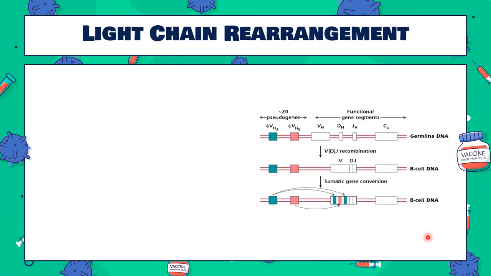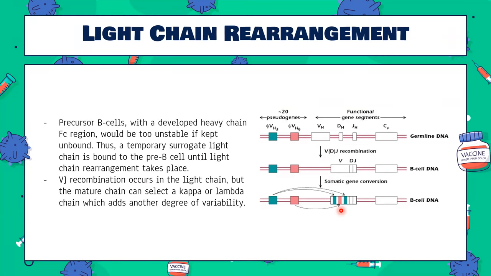So the light chain is going to be the exact same, except it will not include the D region. Okay? So precursor B cells, what did we have before? We had progenitor B cells. Precursor B cells that already have a developed heavy chain Fc region would be too unstable, as I told you guys, if they remain unbound. So we give them a surrogate light chain until we are able to have this light chain rearrangement.